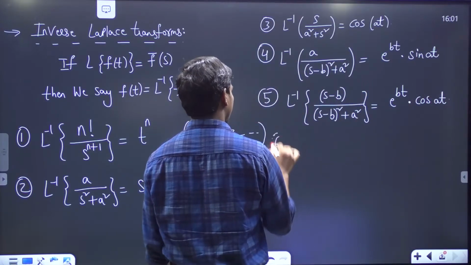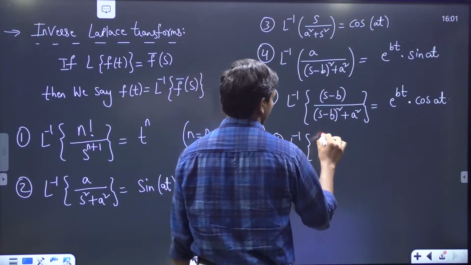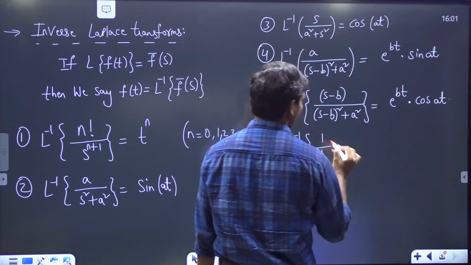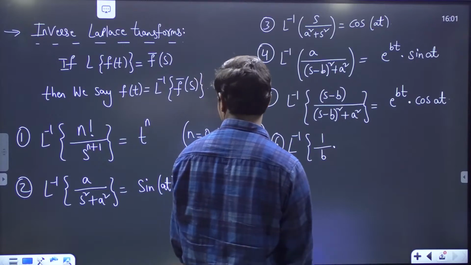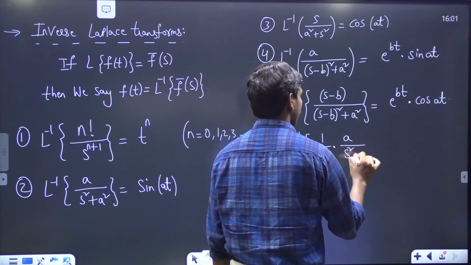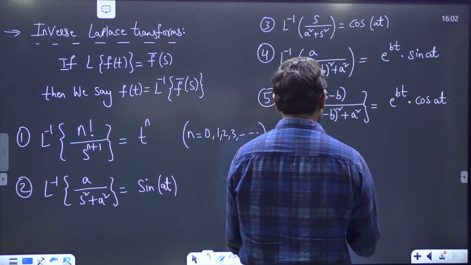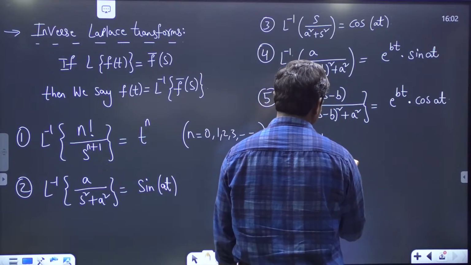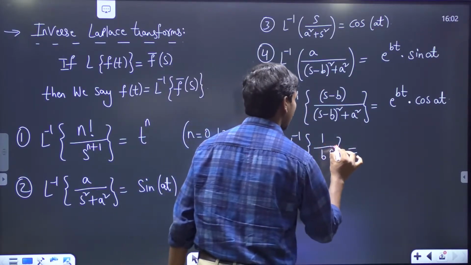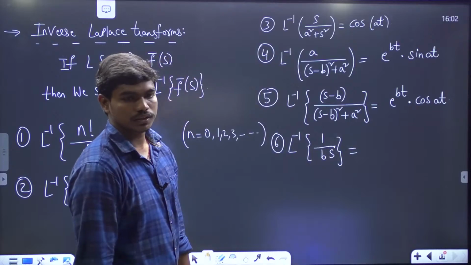Next, if I ask you Laplace inverse of 1 by b into a by s square. Okay, let me simplify the questions first. Let us not go for the complicated parts straight away. So 1 by b into s. Can you tell me for what function this is the Laplace transform? 1 by bs.